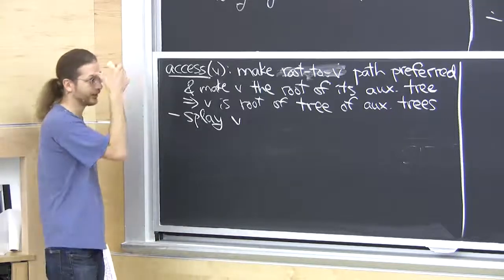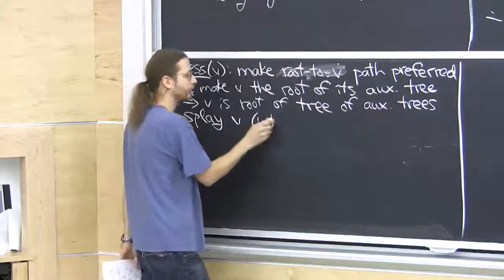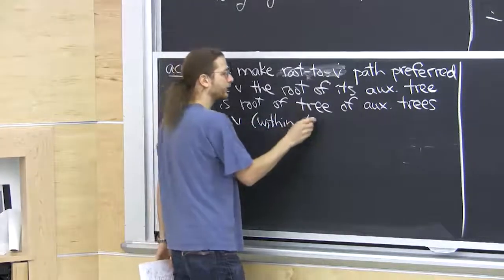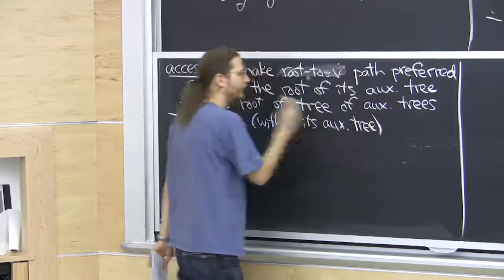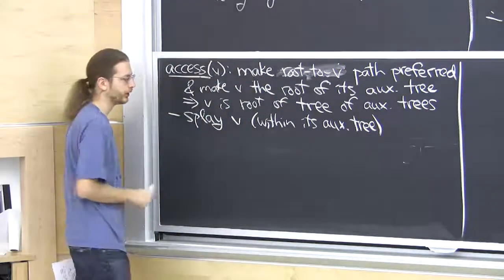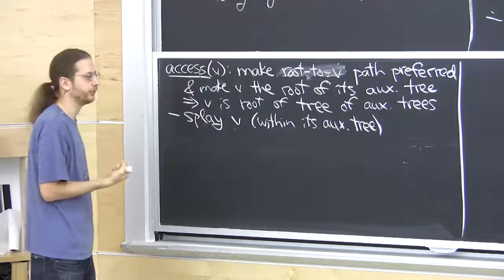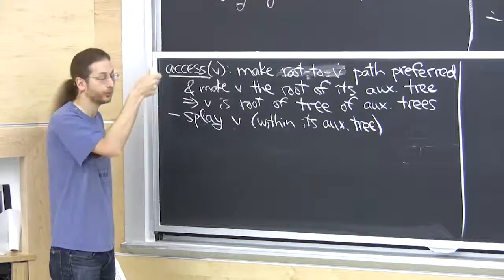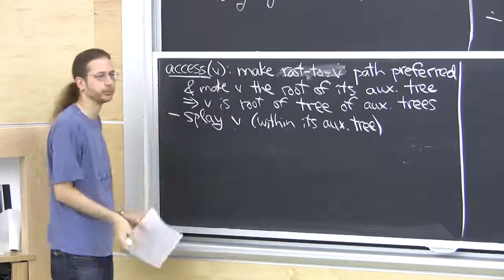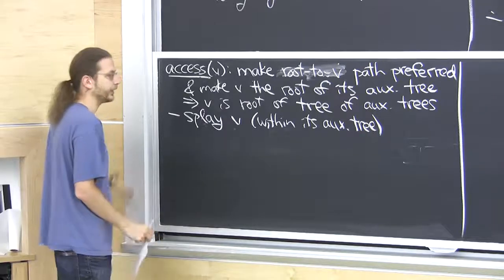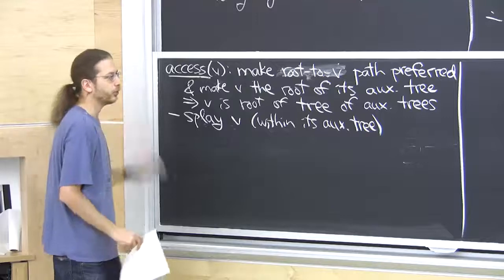Now when I say splay v, I mean within its aux tree. It doesn't make sense to do it in any global sense. In some sense, access is going to be our global version of splay. Whenever I say splay a node, I mean just within its aux tree. That's going to be the definition of splay tree. You may recall from lecture 6, there's the zig case and the zigzag case. You do some rotation, double rotation, whatever. In the end, maybe one more rotation, and then v becomes the root. So what does the picture look like?